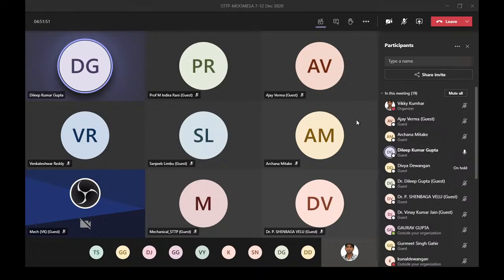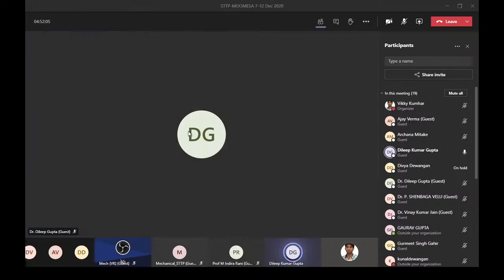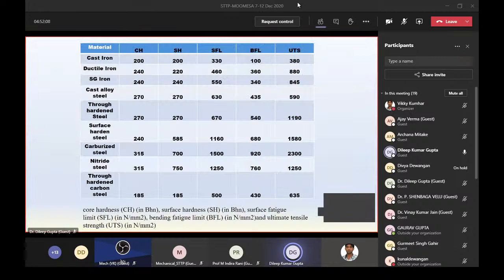So coming to the example which we have left earlier. Here for the utility approach, we have taken a similar example to what we discussed in the previous lecture: material selection with different alternatives available, such as cast iron, ductile iron, SG iron, cast alloy steel, hardened steel, surface hardened steel, carbonized steel, nitride steel, and hardened carbon steel, with different criteria of core hardness, surface fatigue limit, bending fatigue limit, and UTS, that is, the ultimate tensile strength.